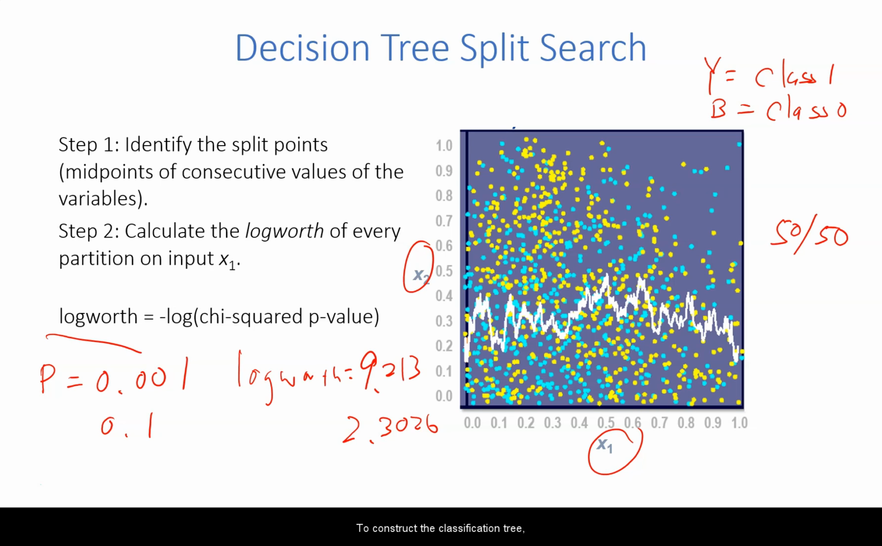To construct the classification tree, the split search algorithm first identifies all the candidate split points along the variables, which are the midpoints of consecutive values as we discussed earlier. Suppose we start with x1. The algorithm computes the log worth of every partition created by candidate split points on x1.